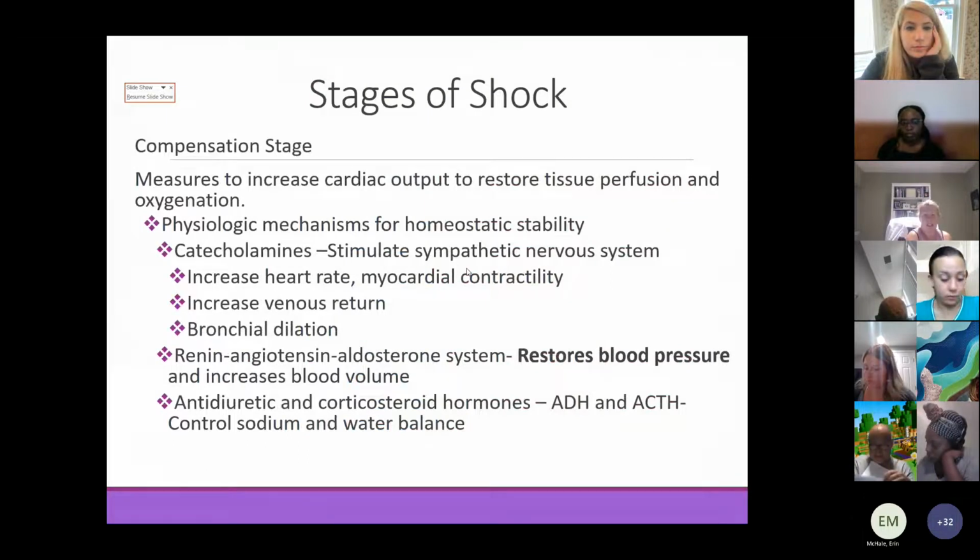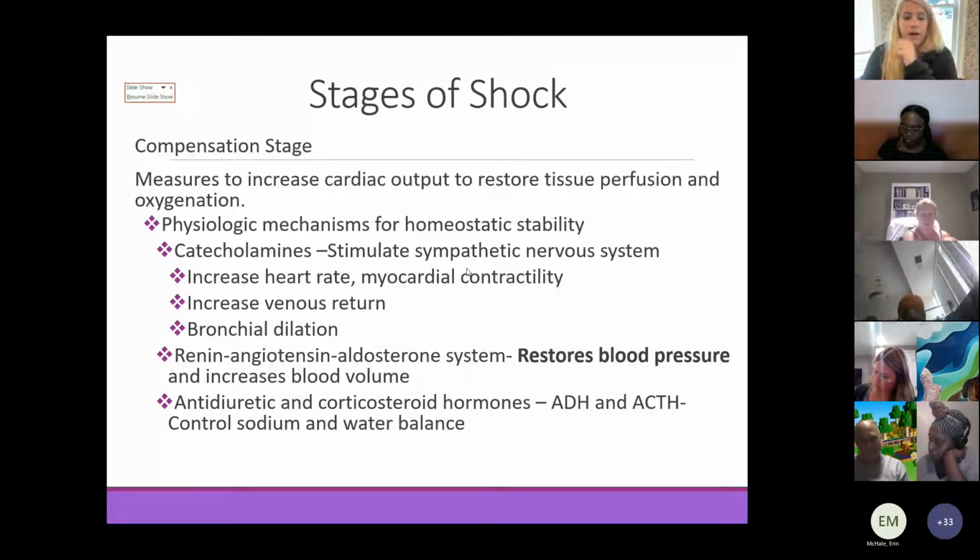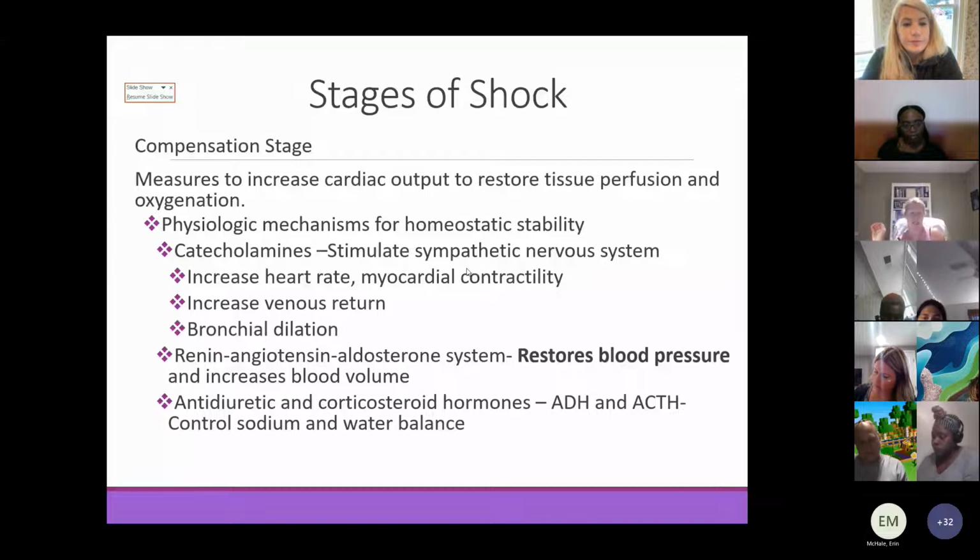During the compensation stage, the body's going to do what it has to do to increase the cardiac output to make sure that all of our organs can be properly perfused and oxygenated. We know just from 111 last semester that this happens in our body. It happens on its own. It's just how our body works. It wants to always create that normal homeostasis in our body.